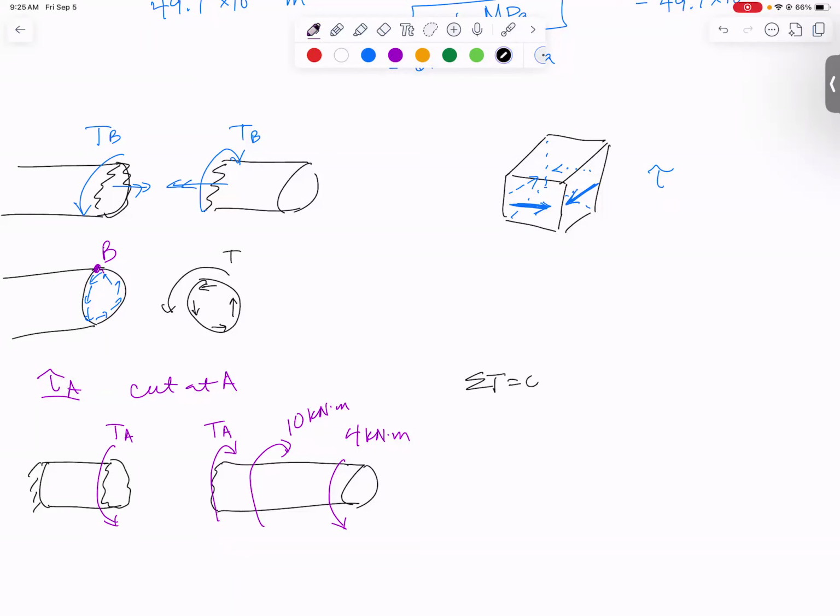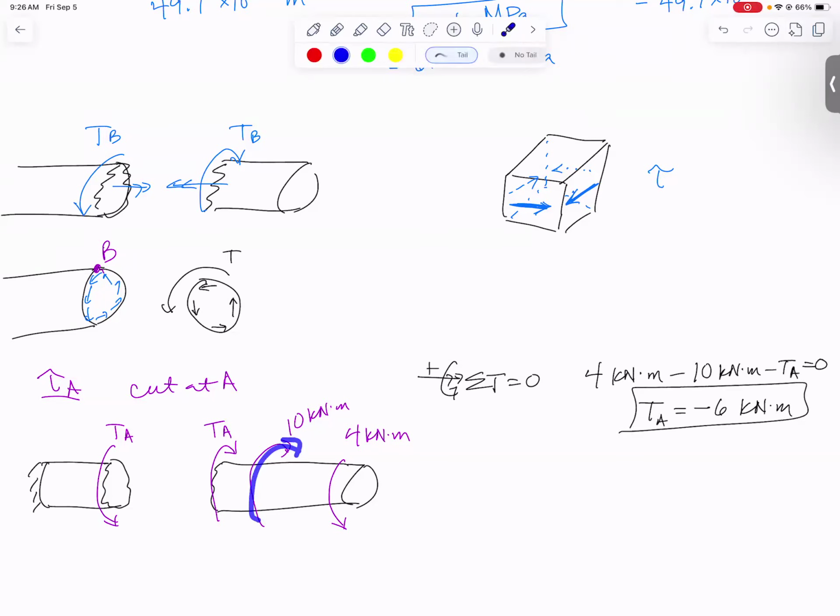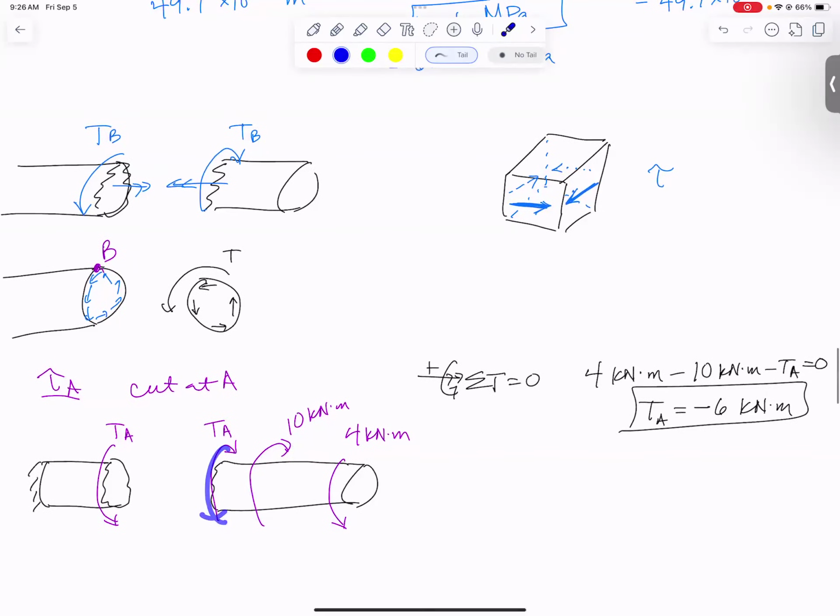Summing all of the torques has to be 0. Pick a sign convention like that, positive. We get 4 kilonewton meters minus 10 kilonewton meters minus TA equals 0. So the torque at A would come out to be negative 6 kilonewton meters. Means I drew it in the wrong direction, which I knew when I drew it. Since I got 10 going that way and 4 going that way, I figured it's going to actually act that way. But I get a negative 6 kilonewton meters.